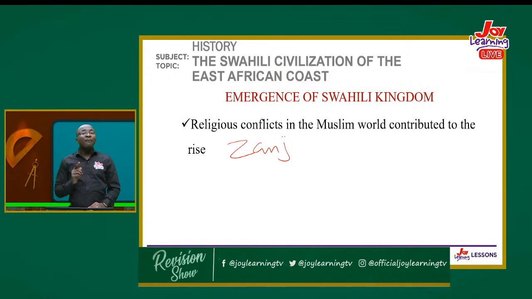So let's take note that apart from trade that attracted people from Arabia and Persia, there were other people, or Muslims, who were running away from the conflict in the Muslim world. And as they fled Saudi Arabia, they came to settle in the Zanj. We saw in the map that it is the central region or the central part of the territory from Somalia to Pemba Island. And these people, as they kept fleeing from Saudi Arabia, also came to settle in the territory around the Zanj.